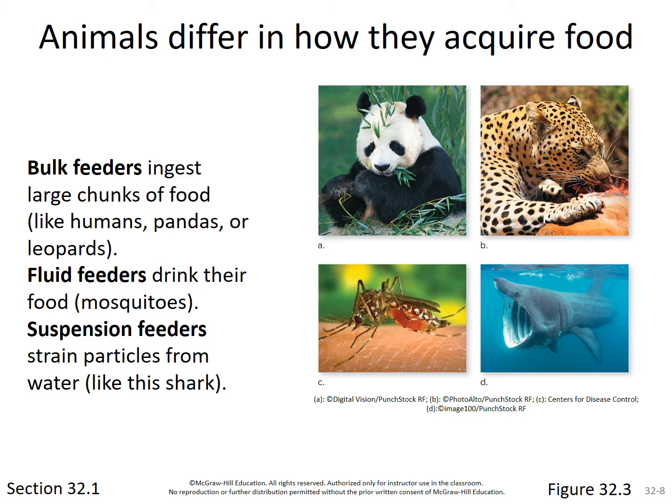Suspension feeders strain particles from the water. Although the text says like this shark, I'm not sure that I would really agree with this shark as a suspension feeder, because I think that the shark is going to strain smaller organisms from the water, but not necessarily be a suspension feeder. What I would think would be more like a suspension feeder would be a sponge, or perhaps a mollusk like a sand dollar that eats very small particles that they strain from the water.